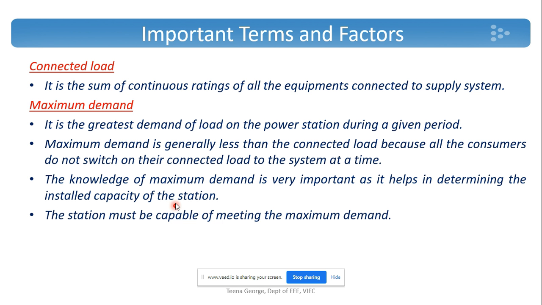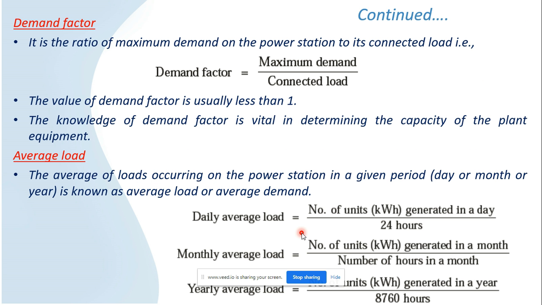The knowledge of maximum demand is very important as it helps in determining the installed capacity of a station. The installed capacity of a station should be more than the maximum demand. It is determined by knowing the maximum demand on the station. Installed capacity should be such that it meets the maximum demand, also with some amount of reserve capacity. The station must be capable of meeting the maximum demand.